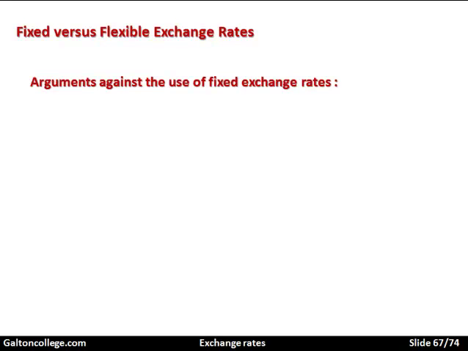Arguments against the use of fixed exchange rates. Well, the central banks had to hold large reserves of foreign exchange. And of course, there was an opportunity cost associated with that, that the amounts that were held could have been used for some other purpose, for building roads or hospitals or schools or doing something else. So it was costly to hold foreign exchange reserves.